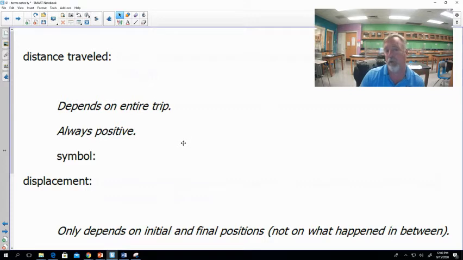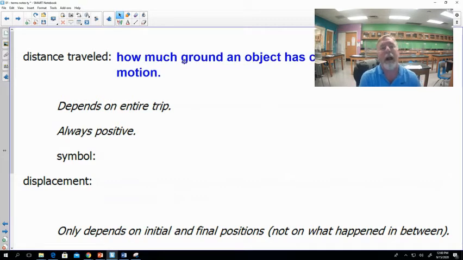Let's take that a little bit further. So now we can define position. How are we going to define distance? Well, let's use the definition of distance as how much ground an object has covered during its motion. So that might be simple motion where it just moves from point A to point B. It might be a much more complicated motion where it goes from point A to point B to point C to point D to point E, and maybe even coming back to point A. So there might be different legs of our trip.